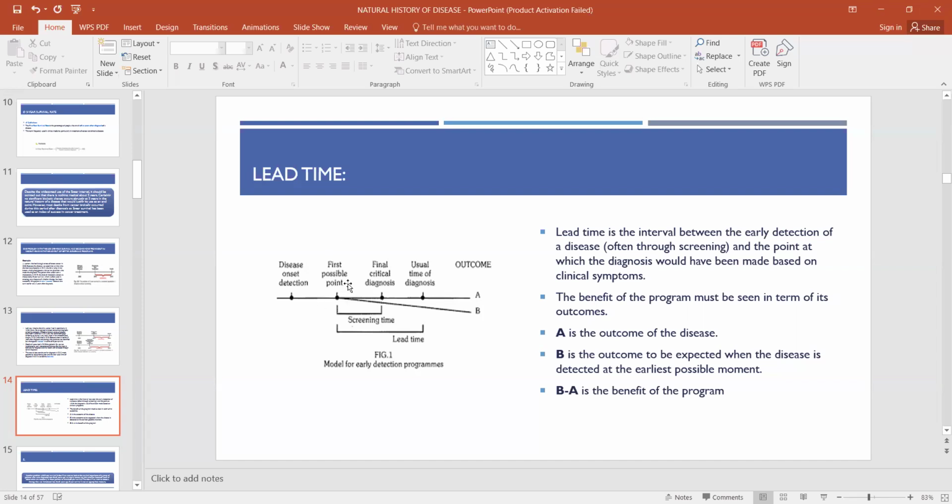In this diagram, this shows the first possible point where the diagnosis is made after screening, and this is the usual time of diagnosis through clinical signs and symptoms. This is called lead time.